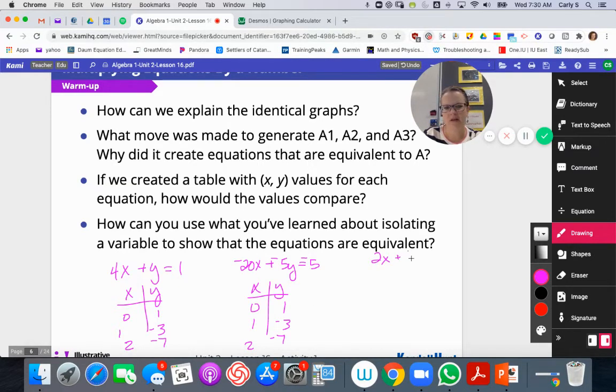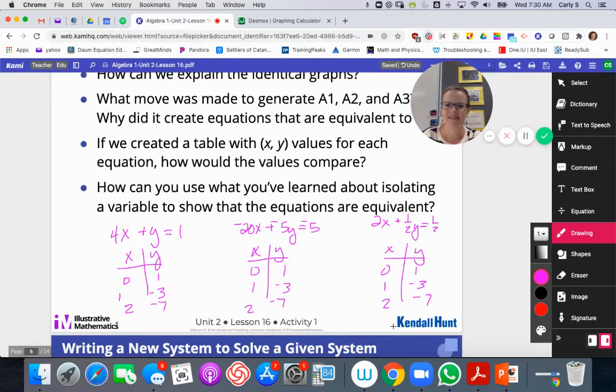2x plus 1/2 y equals 1/2. Guess what's going to happen? If I plug in 0, I get 1. If I plug in 1, I get -3. And if I plug in 2, I get -7. All right, our table doesn't change. How can you use what you've learned about isolating a variable to show the equations are equivalent?